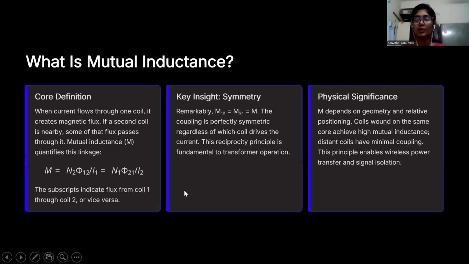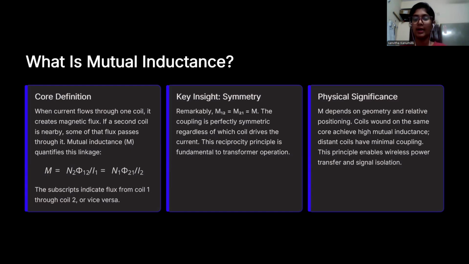So now, mutual inductance. What is mutual inductance? Our definition is that when current flows through one coil, it creates magnetic flux. If a second coil is nearby, some of that flux passes through it. So mutual inductance, capital M, quantifies this linkage. The subscripts indicate flux from coil 1 through coil 2 or vice versa. And here's the form. And coming to the key insight, which is symmetry.